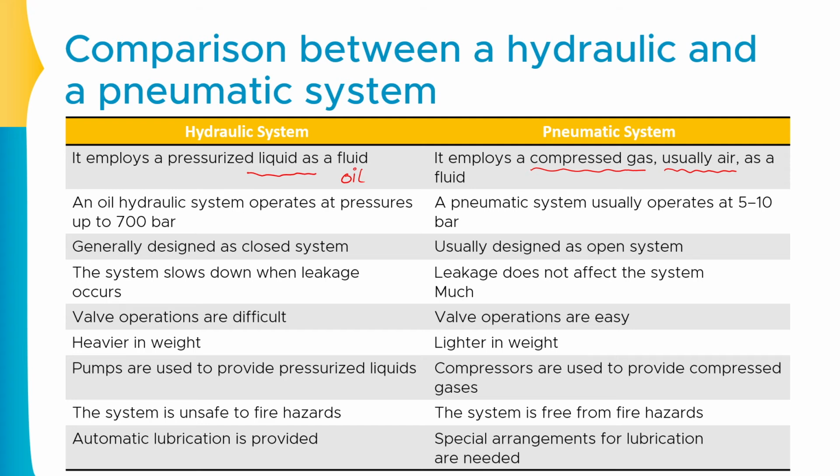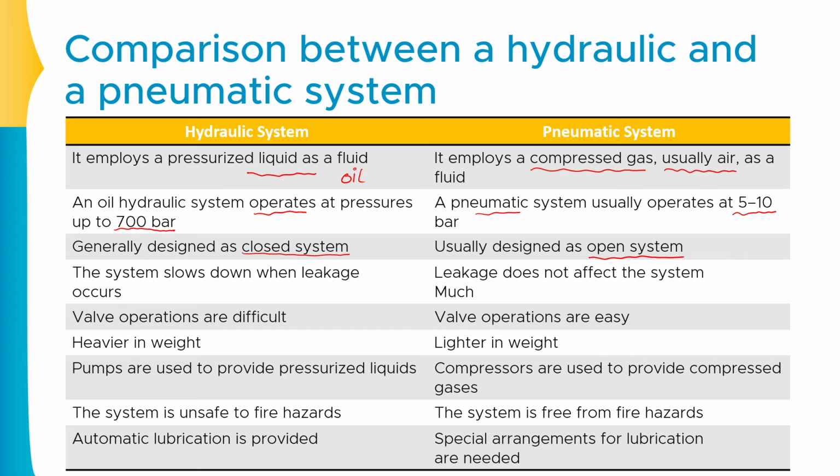Now as we are using oil as a fluid, we can go up to 700 bar. So we can have higher pressure for the operations. But with the pneumatic system, using air, in that specific case we have only 5 to 10 bar operating pressure. So basically pneumatic systems are used for lower class operations. When we need higher pressure, higher range, in that specific case we have to use the hydraulic system. Now as we observed, the hydraulic systems are closed systems and the pneumatic systems are open systems.